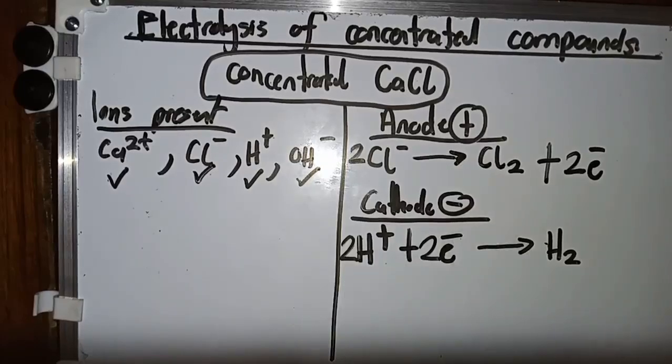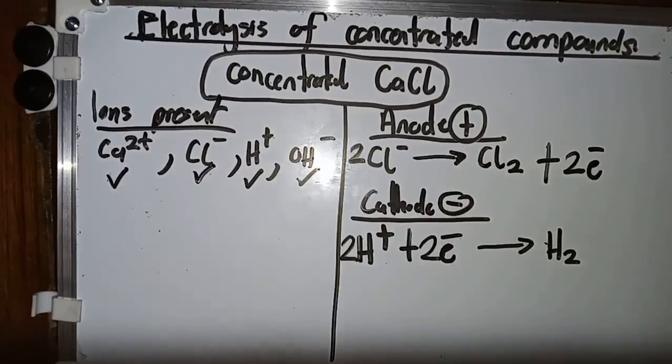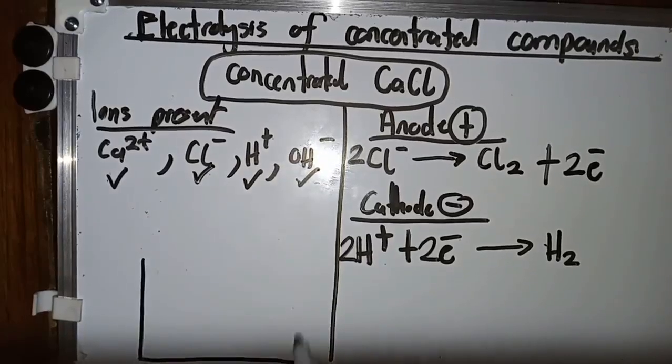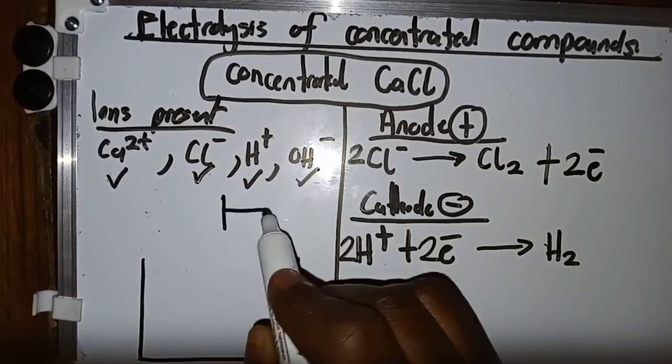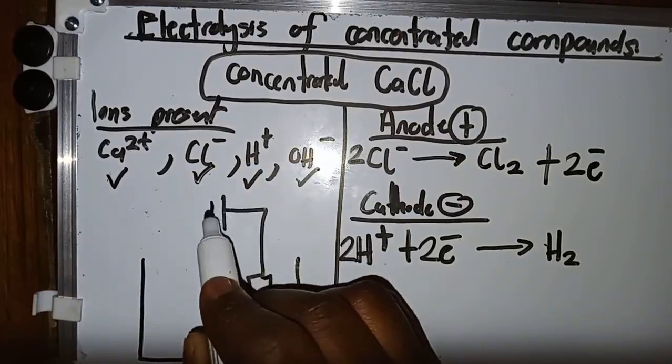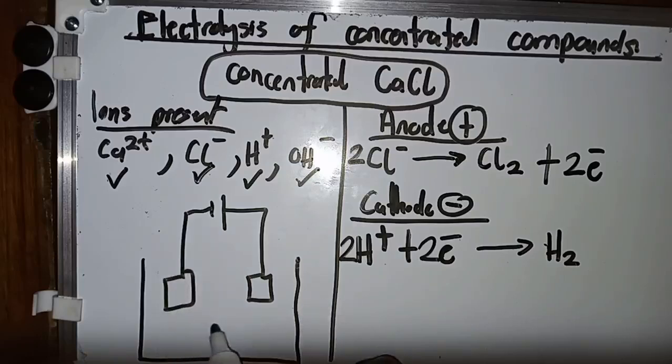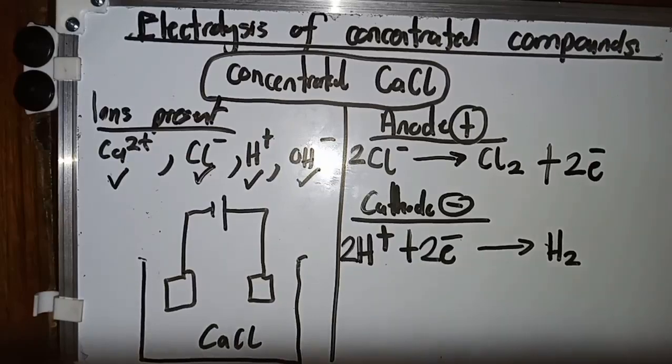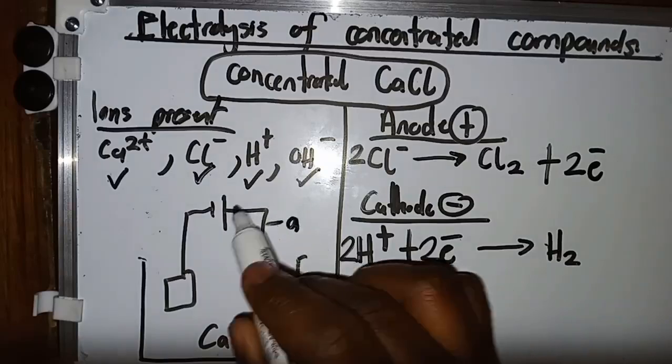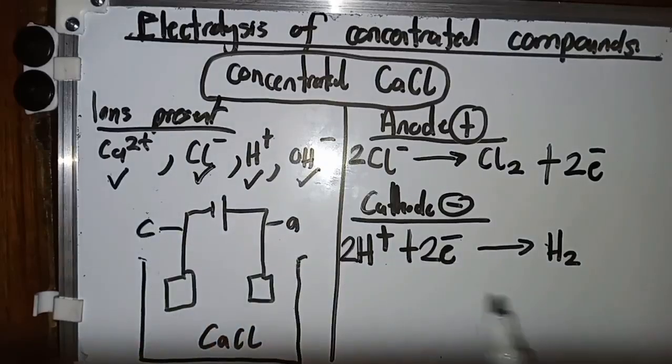So these are the equations. If they ask you what happens, if I'm to draw the diagram for what will be happening here, we've got calcium chloride here, the one which is going to be decomposed, or the electrolyte. The compound to be decomposed in electrolysis is called the electrolyte. I said that earlier. So this is the anode, which is the positive. This is the cathode, which is the negative.